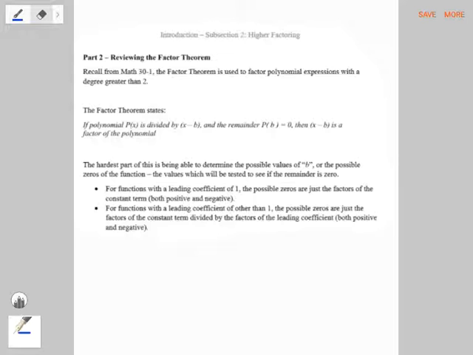Anyways, remember, the factor theorem states if a polynomial p of x is divided by some factor, x minus b, then the remainder, which is the polynomial evaluated at b, has to equal 0. If the polynomial evaluated at b does equal 0, then of course x minus b is a factor of the polynomial. All very fun and exciting. So the hardest part of this is being able to determine the possible values of b, or the potential zeros, or the potential factors.